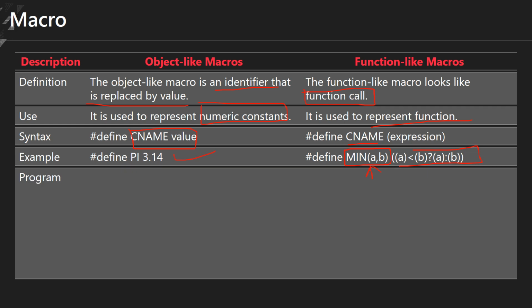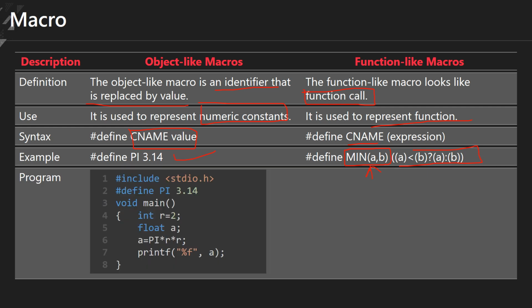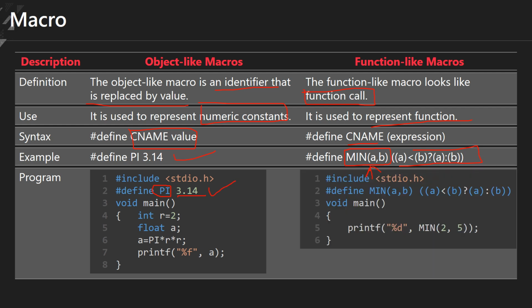Look at the real-time example. Object-like macro: define pi 3.14. I am calculating the area of a circle, pi r square. The pi value is already defined as a constant numerical value, it is multiplied by taking that value directly, r is given a value, and the result is printed. Instead of using that value directly, you can define it as pi and use it globally in any of your programs.